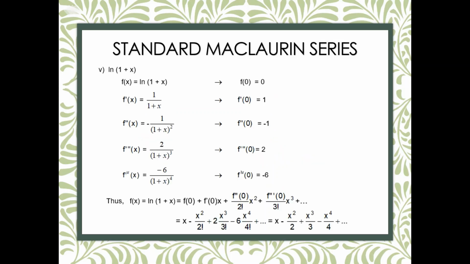Following is the Maclaurin series for ln(1 plus x). Make sure you know how to differentiate the function correctly. Replace x by 0 and simplify. You will obtain the expansion of ln(1 plus x), which is equal to x minus x squared over 2 plus x to the power of 3 over 3 minus x to the power of 4 over 4 plus so on.